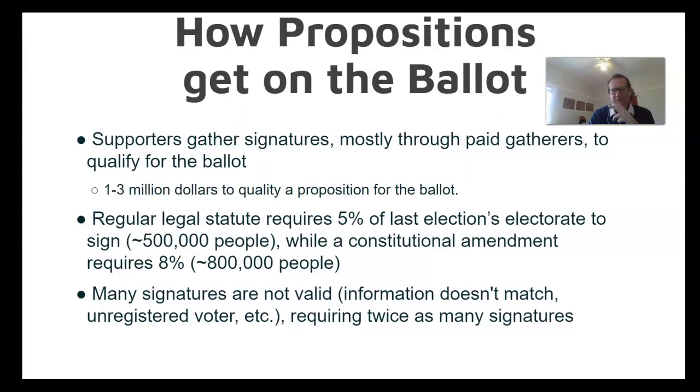For direct initiatives and referendums, you need to gather signatures. Okay, so you need to gather somewhere between 500,000 and 800,000 valid signatures, which means you really need close to double that, because a lot of people have moved, they're not registered to vote, their address doesn't match, their signature doesn't match, there's some kind of problem. So you get a lot of invalid signatures. And it costs at least $1 to $3 million to put something on the ballot.